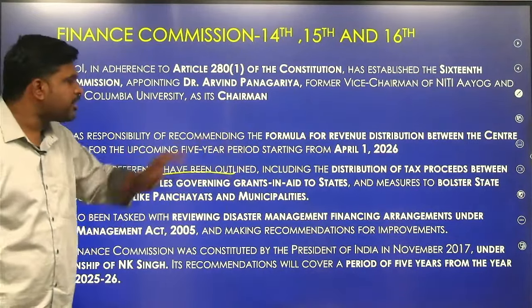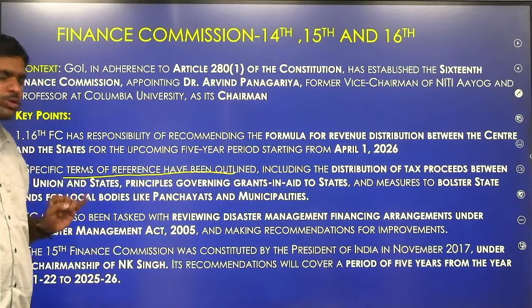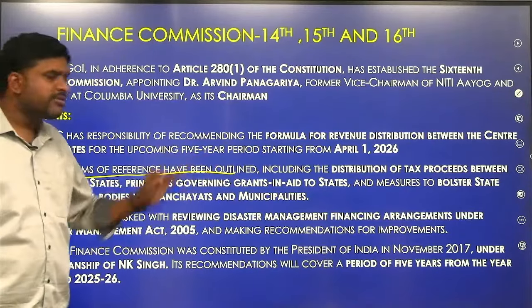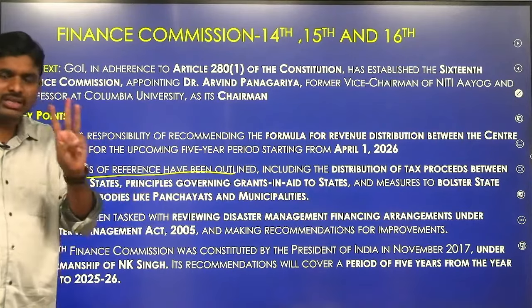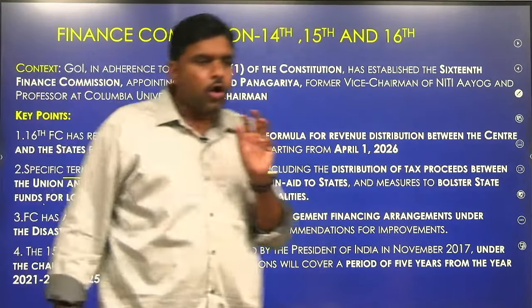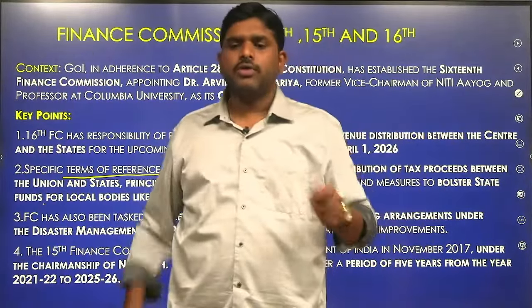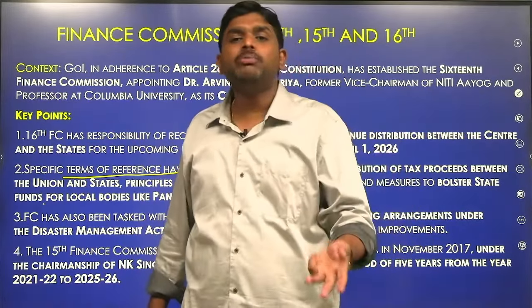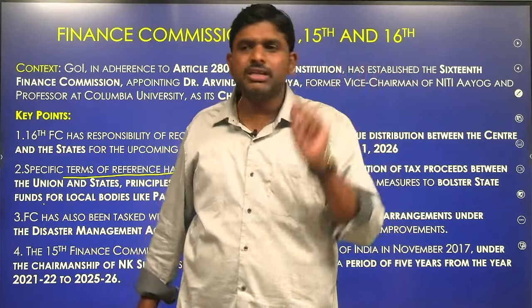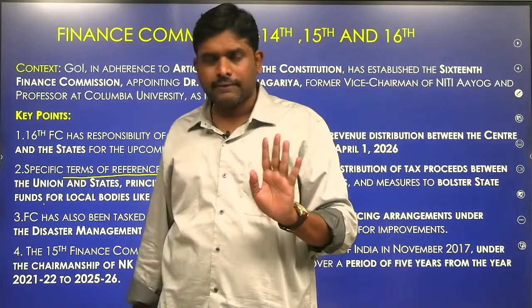Specific terms of reference have been outlined, including the distribution of tax proceeds between the Union and the states, principles governing grants-in-aid to the states, and measures to bolster state funds for local bodies and panchayats. Three things. How much funds should be given to the state governments? How much revenue should be distributed between the Union and the states? Number three, how much funds should be allocated to local bodies? These three things are the main functions of the Finance Commission.